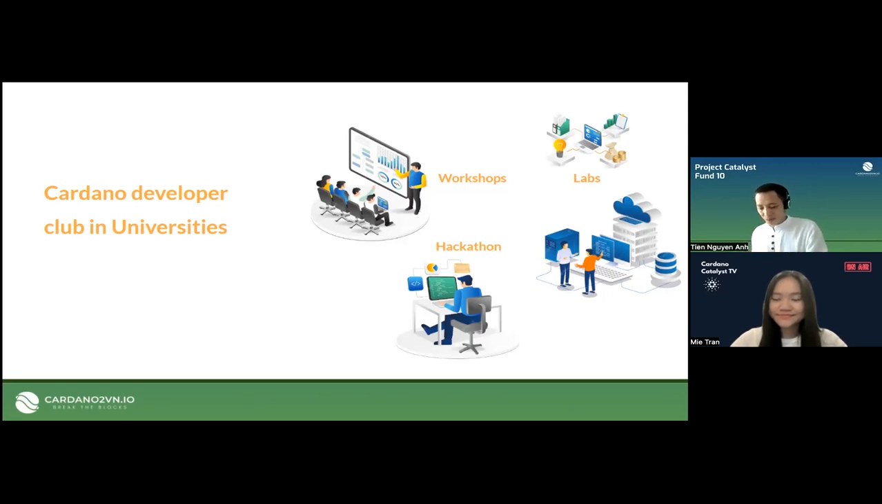Thank you, Mi, for giving me a chance to share our proposal today. Cardano 2VN has a number of proposals in Fontaine, and today I would like to share one of them. It also focuses on education. This is the second proposal we submitted in Fontaine. Its name is Cardano Developer Club in University. Club means a place where we have a number of activities like workshops, labs, or hackathons.